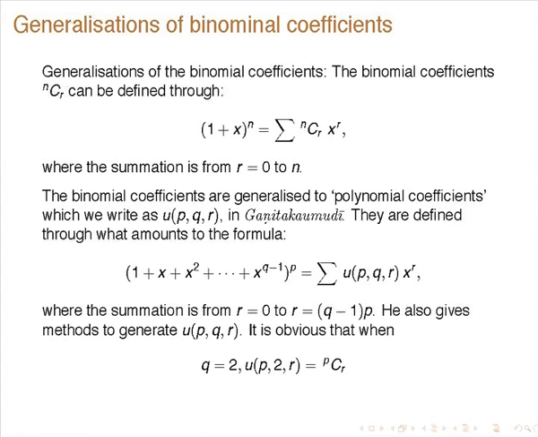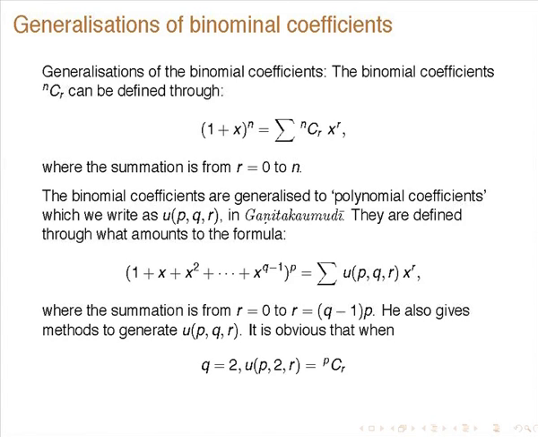So as you can see, he is always in the business of generalization. Then he generalizes the binomial coefficients also. The binomial coefficients are defined through this: (1 + x) to the power n is the sum, r equal to 0 to n, of nCr times x to the power of r. So this is the binomial coefficients.